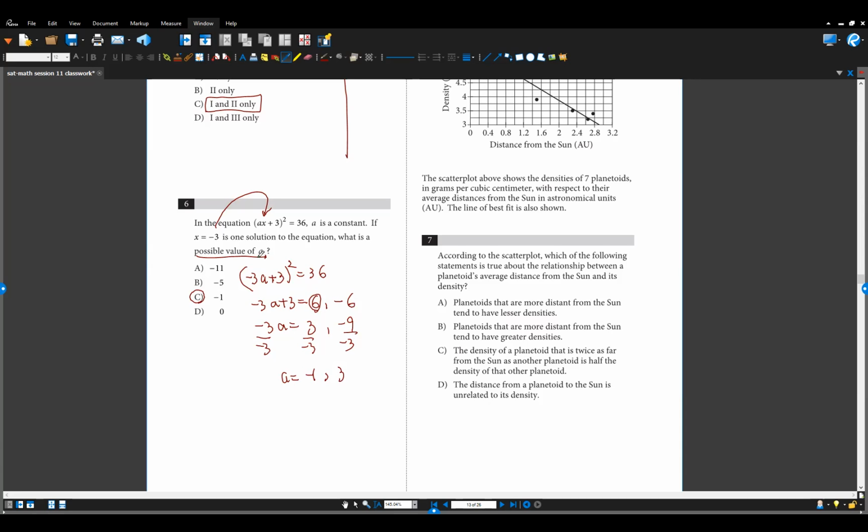All right, another one, maybe you can try this way. When you expand this one, a squared plus 6ax plus 9 minus, equals 36.